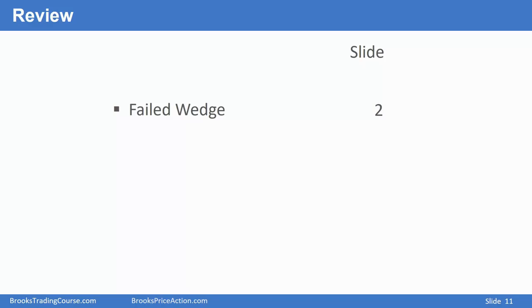I talked about failed wedges and how if you have an obvious stop and the wedge stop gets hit, 50% chance the breakout will lead to a measured move, 50% chance the breakout will fail, and you'll get a second attempt to reverse.